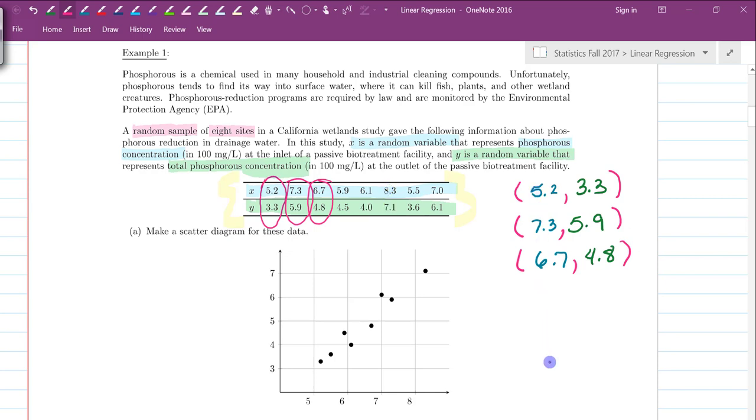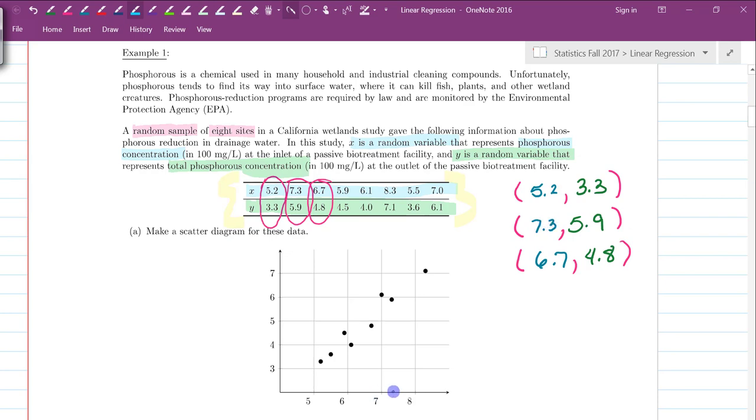Now we would want to plot these points. So we're going to do this just as if it was an X and a Y. This is our X, this is our Y. And so we come over, we say 5.2. So here's our 5.2 and 3.3. And here's our 3.3. So this point right there is our point that is directly representing the coordinates 5.2 and 3.3.